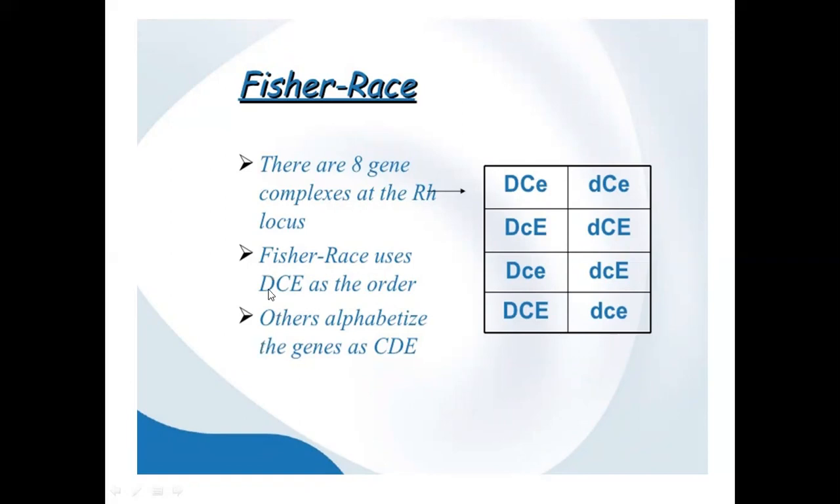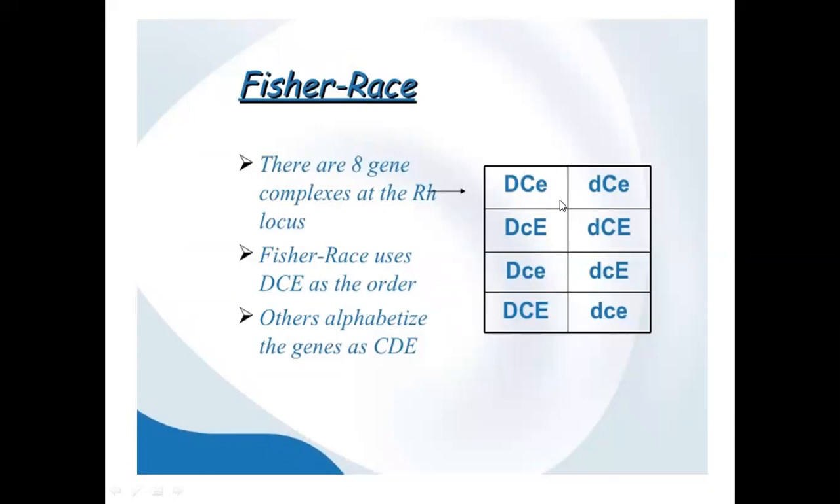Fisher-Race actually uses the DCE order. In other books, they use CDE, just to follow alphabetical order, where C comes before D and D comes before E. But originally, the Fisher-Race nomenclature made use of DCE, starting with the D, since D is the most potent of the 5 immunogenic Rh antigens.